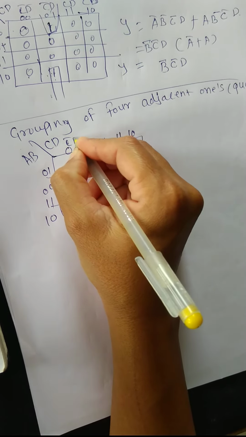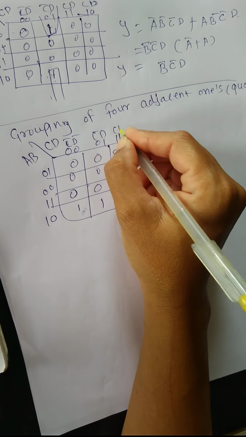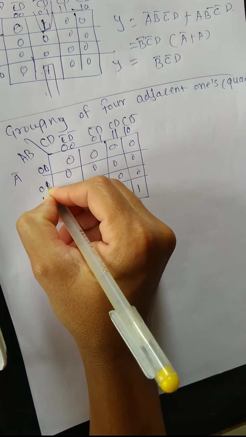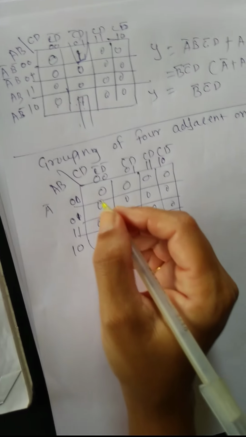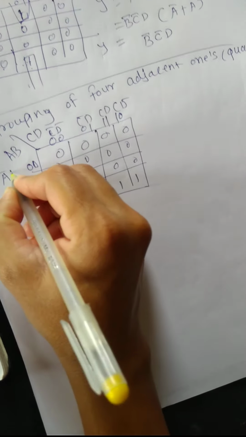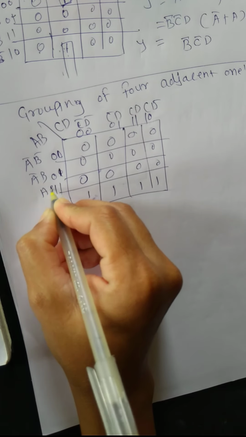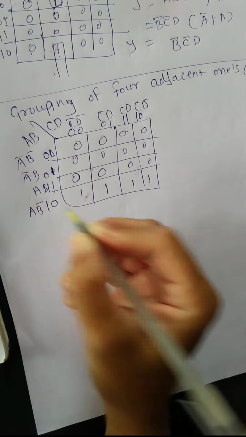This is C bar D bar, C bar D, C D, C D bar. And A bar B bar, A bar B, A B, A B bar.